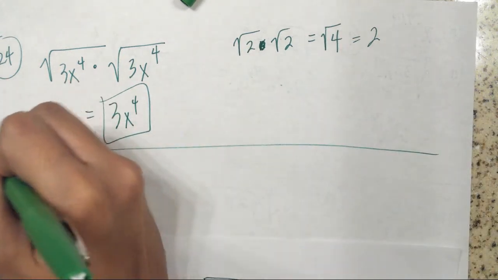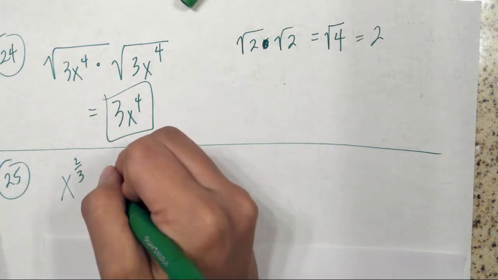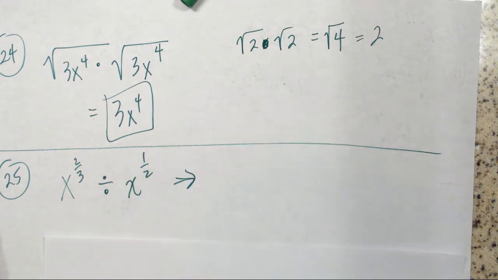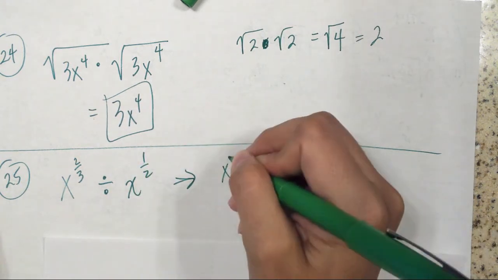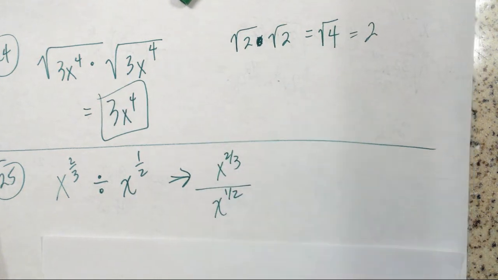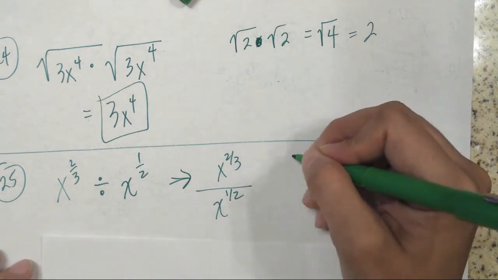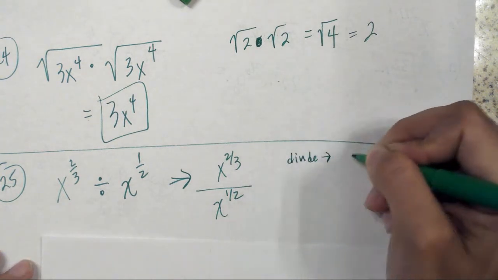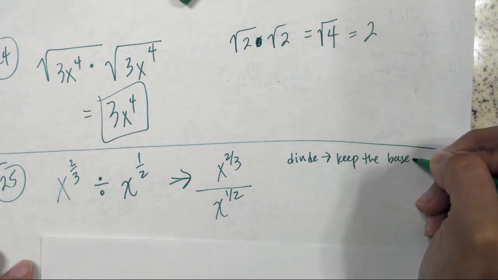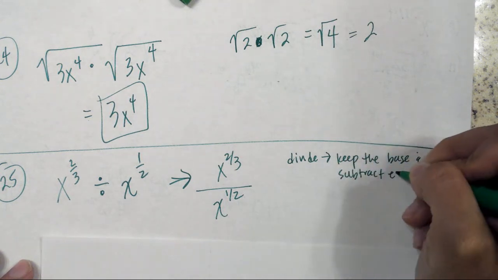Alright, number 25 says you have x to the 2/3 divided by x to the 1/2. I like writing it like this so I can see it better. Now remember, for our exponent rules, when we divide, we keep the base. Always remember, keep the base and subtract exponents.